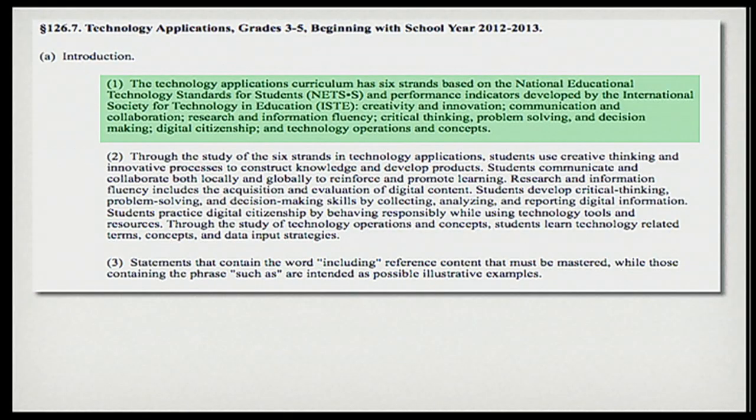This first part is talking about where the TEKS come from. It's kind of a little history lesson, and it talks about the strands that are in the TEKS. So this is kind of the basic background. That first paragraph is the basic background information about the TEKS.